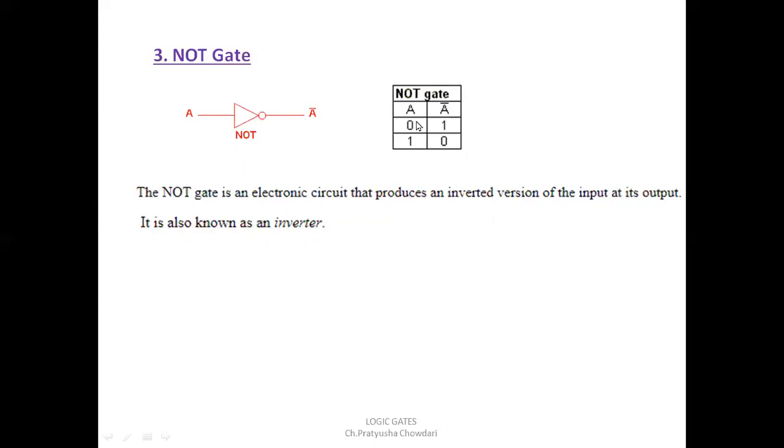NOT gate. It is a single input logic gate where it gives the complement of the input. If the input is equal to 0, output is equal to 1. If the input is equal to 1, output is equal to 0. The logical expression is A complement. It is also known as inverter.